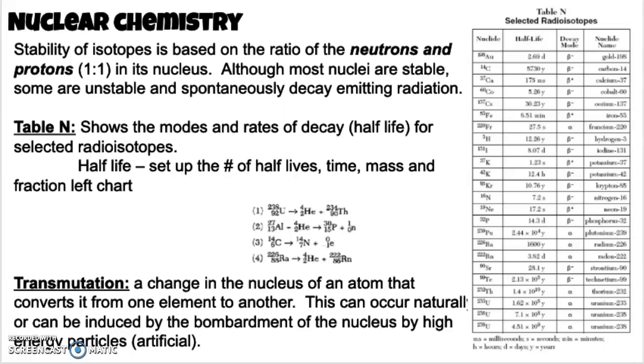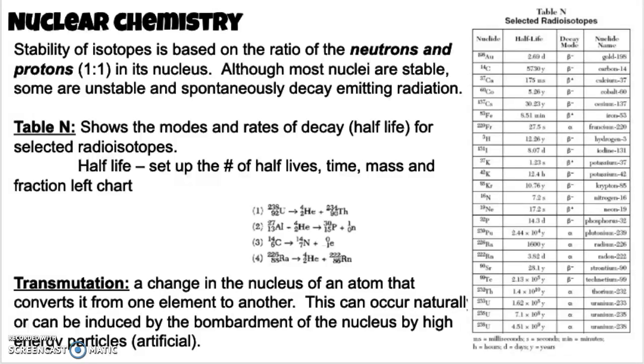Welcome back. Today we're going to talk about nuclear chemistry. When we talk about nuclear chemistry, we're talking about the stability of isotopes, and this is based on the ratio of neutrons to protons. When the ratio of neutrons to protons is 1 for 1, or 1 to 1, the isotope or atom is very stable.